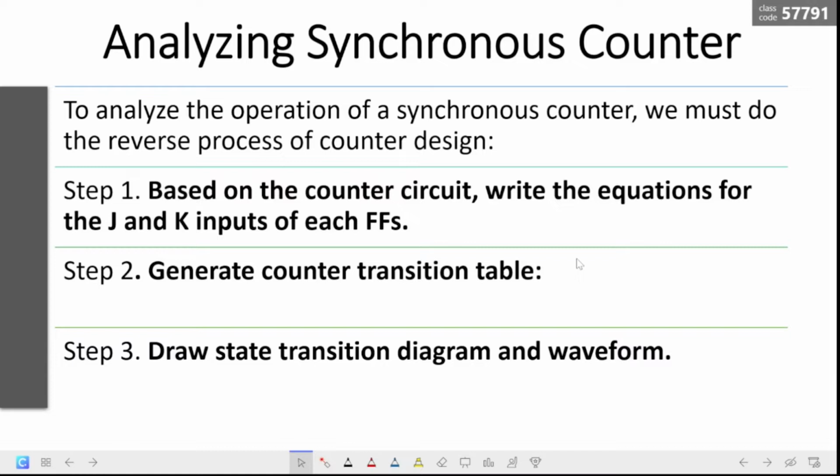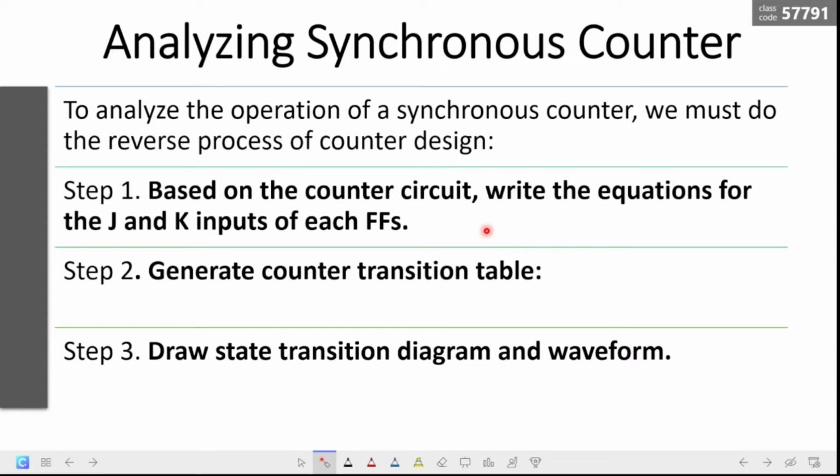For this topic, we're going to look at how we can do the reverse process of counter design. For this purpose, there are 3 steps. Based on the first one, we are given a counter circuit, so we want to understand that counter circuit. What is going on?